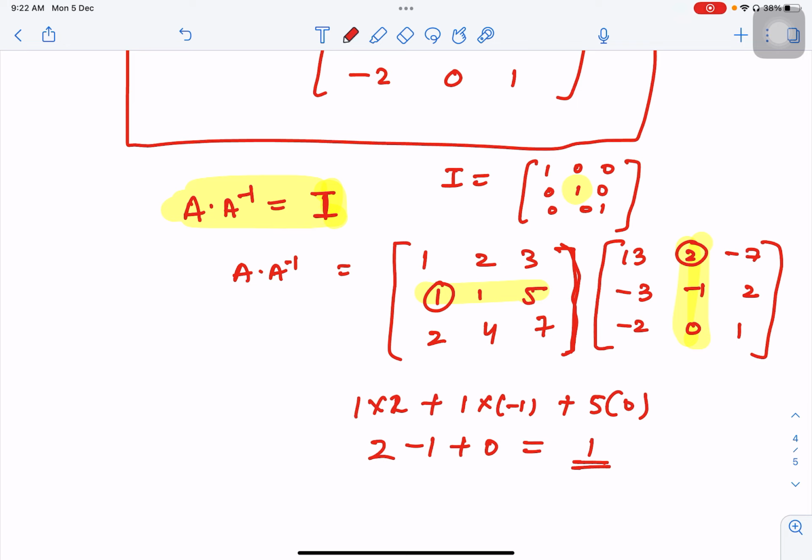If you have time, you can verify the other elements also. But I think this is sufficient to conclude that our answer is right. Okay. This is all. Thank you.